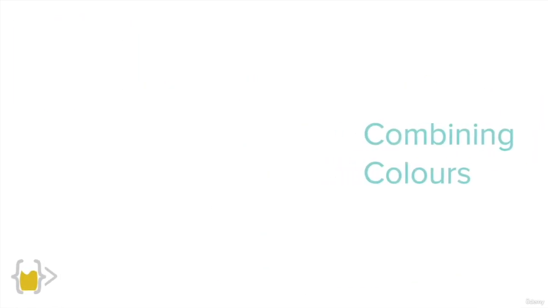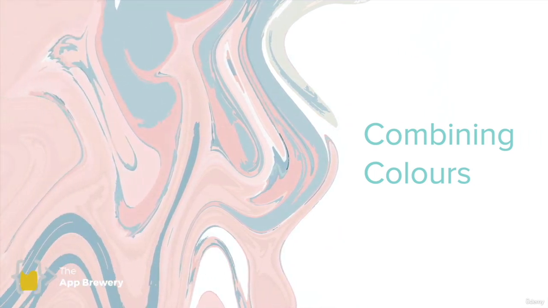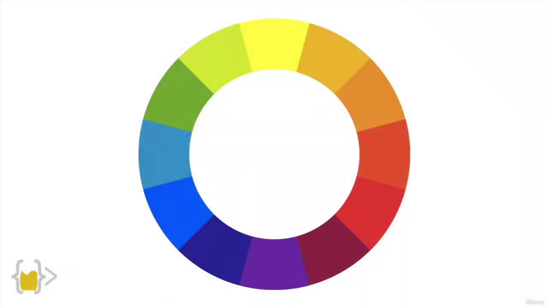Now, usually you're not just going to be using a single color for your design. You're probably going to be using 2 or 3. So at some point you have to think about which different colors to combine. And this is probably the most scientific part of color theory.